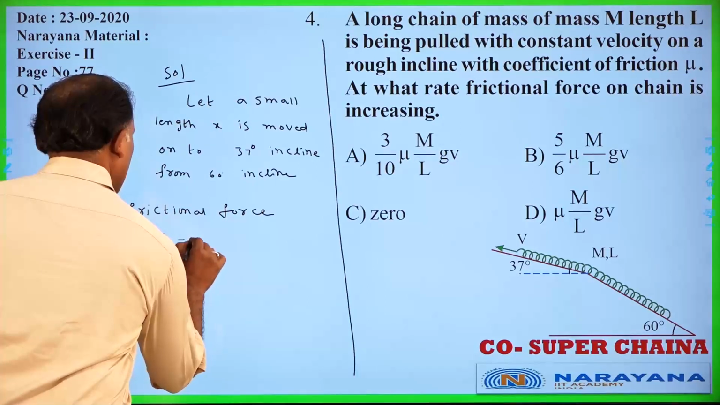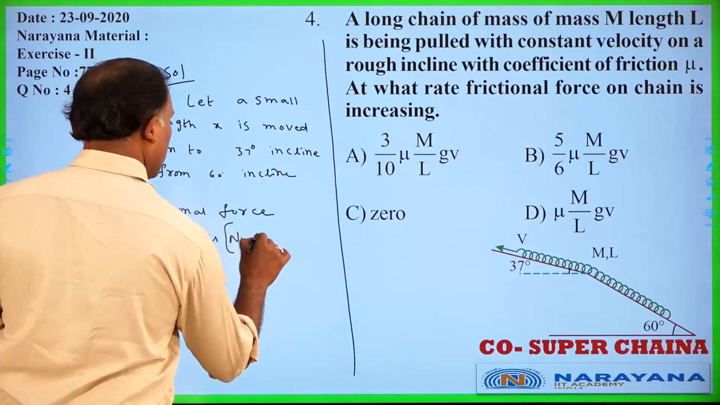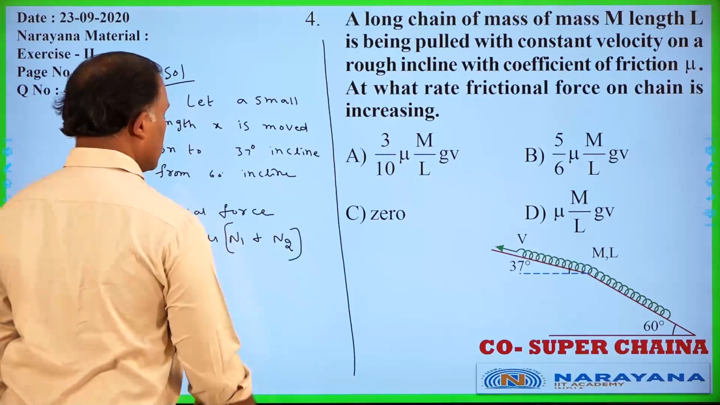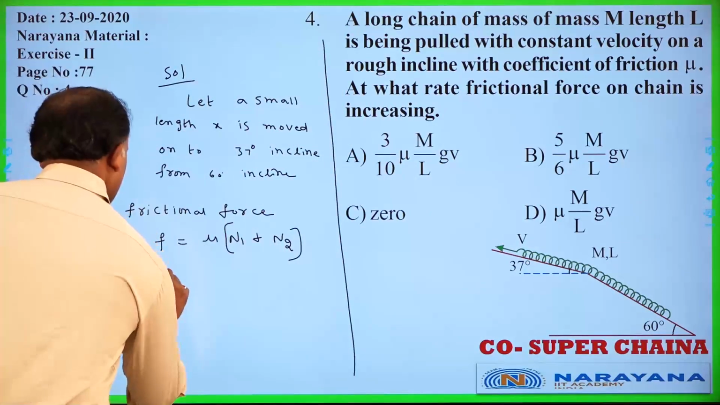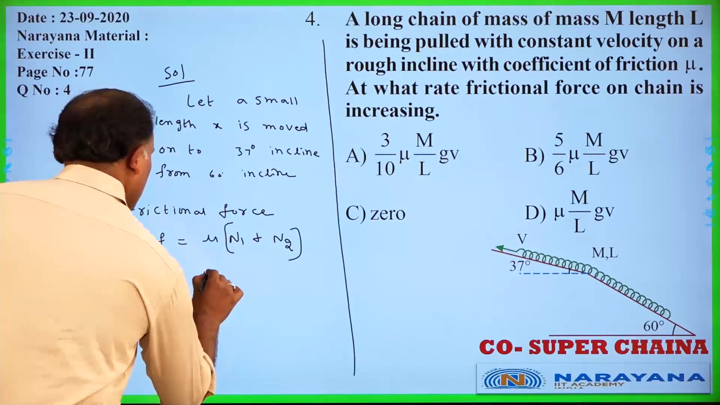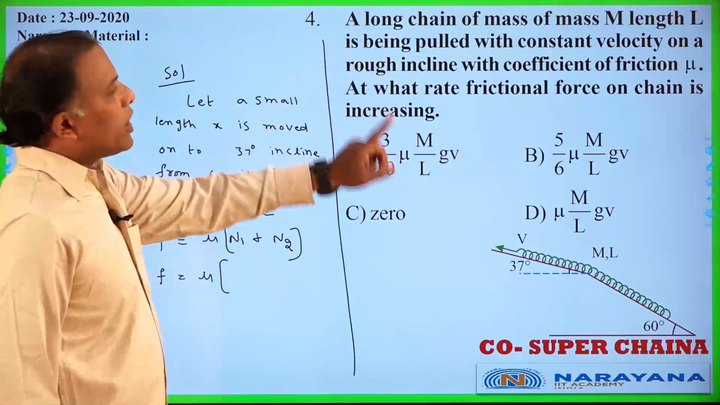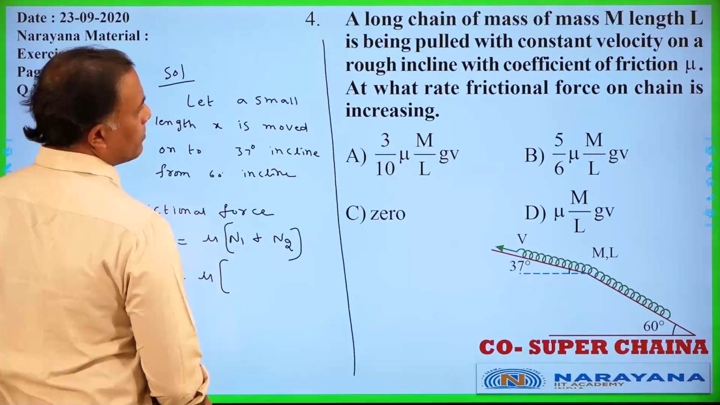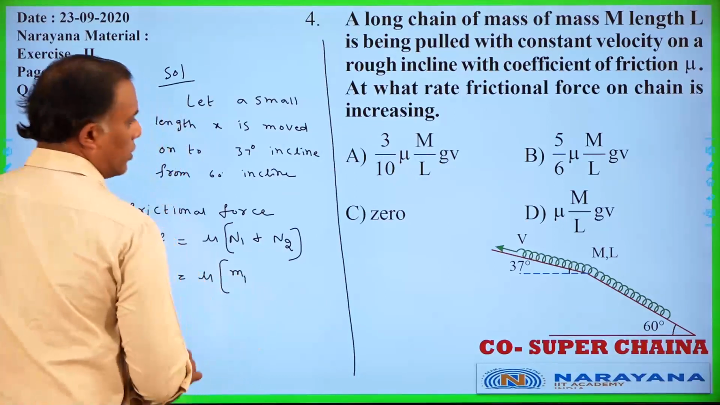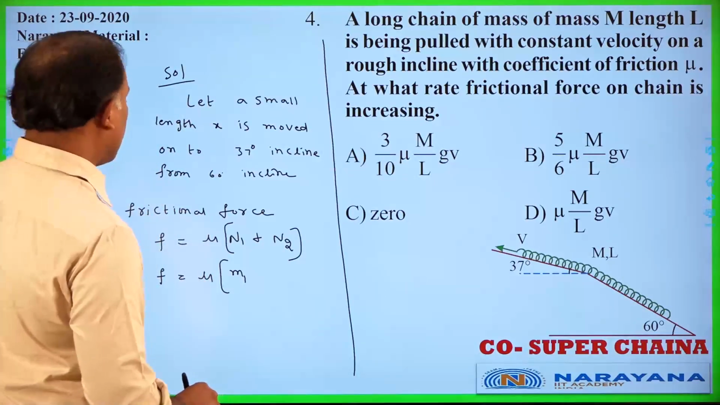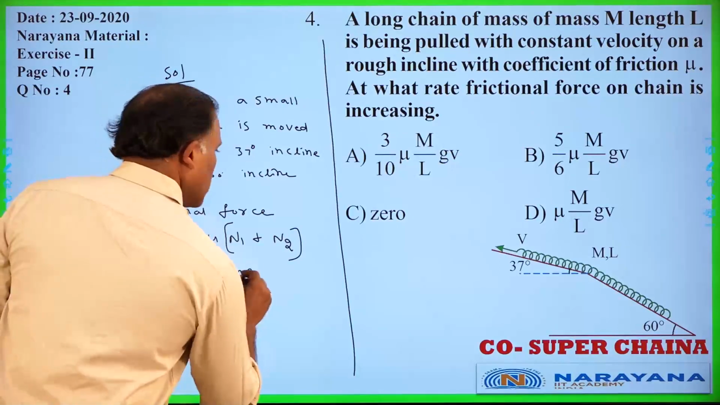F is equal to mu into (N1 plus N2). That means normal reaction on this and normal reaction on that. As x length we are discussing, F is equal to mu into normal reaction, where x length came to here. That means I am considering the mass per unit length, some m1 on this and m2 on that. So m1 into, what is the change in frictional force he is asking? m1 g cos 37.